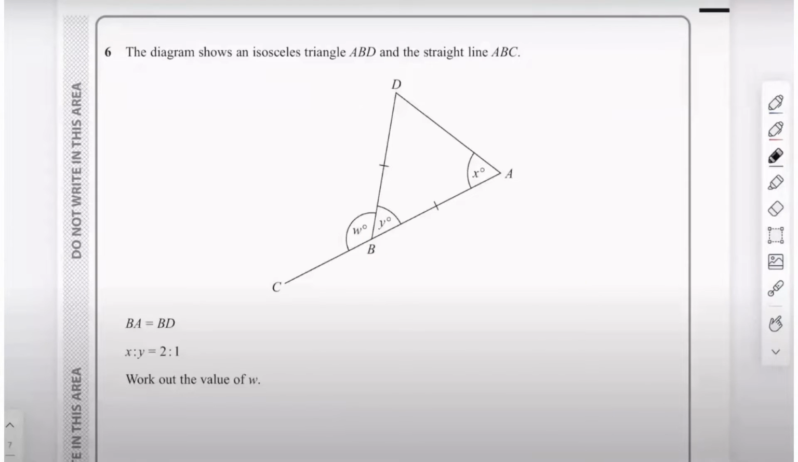Question 6: the diagram shows an isosceles triangle ABD and the straight line ABC. BA equals BD. X is to Y is equal to 2 is to 1. Work out the value of W.